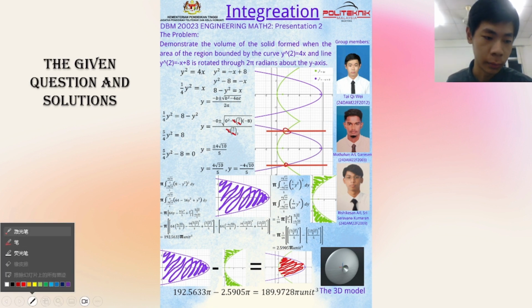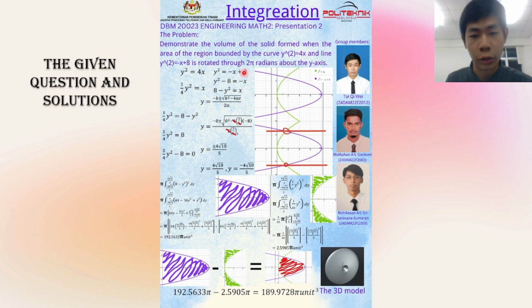So now I'm going to demonstrate the question. This question is about finding the volume of the region bounded by the curves y squared equals 4x and y squared equals negative x plus 8. You can see it here, and this graph we got from a graphing calculator website. As you can see, we listed out the two equations. There are two intersection points between these two curves, so the first thing we need to do is find these two points.